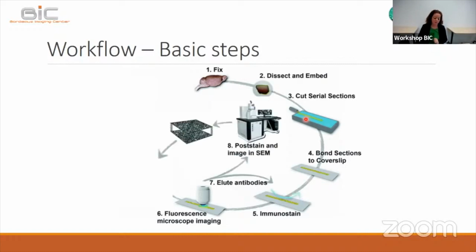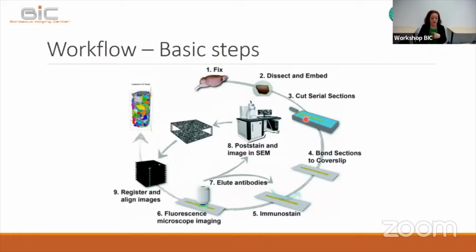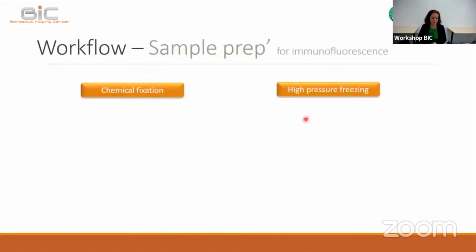Once you have finished with the fluorescence microscope imaging, you can do a post-staining to add some contrast to observe it with the SEM. Here again, you will observe section by section. So you will collect a lot of images that after you have to align and process to reconstruct a 3D volume. So the first step is one of the most important steps because you have to make a sample preparation.